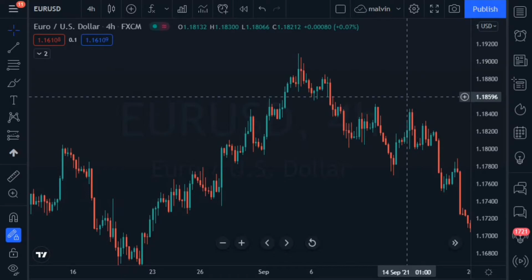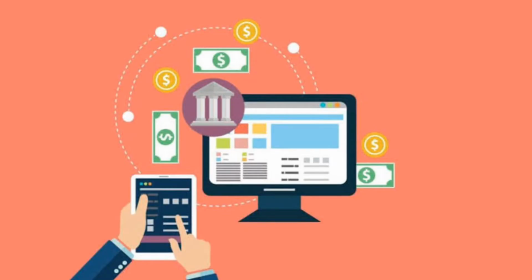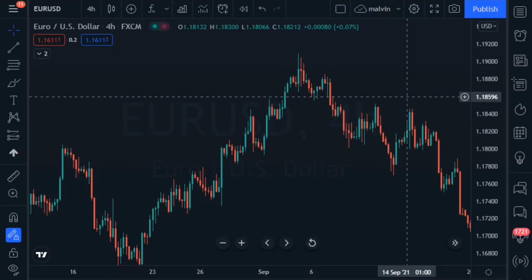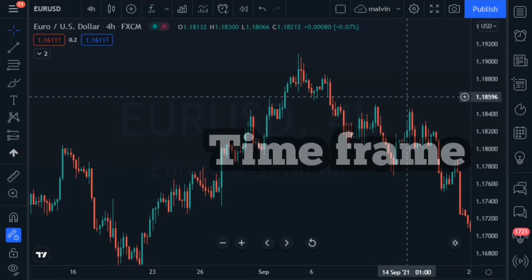Scalpers are looking forward to enter into the market and get out of the market as fast as possible. Day traders are looking forward to enter into the market and hold the trade for about 1, 2, 3, 4, 5, 6 hours, while swing traders are looking forward to hold a trade for 1 day, 2 days, 3 days, 4 days, 7 days. So how long to hold the trade depends on the type of trader you are, and the type of trader you are depends on the time frame you trade.